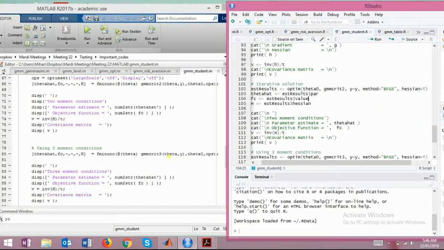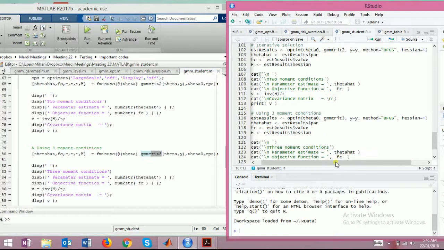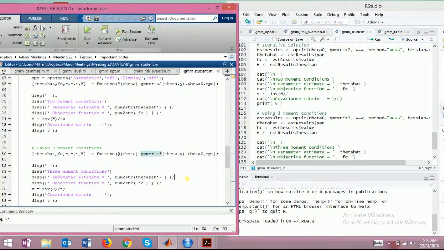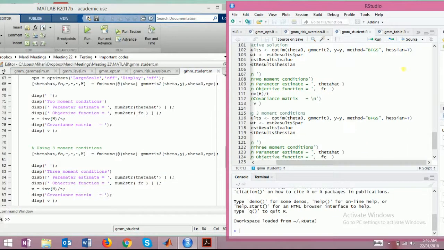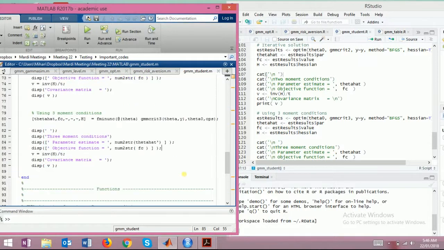Then when you use 3 moment conditions, we use GMM create 3. So that's all. There is no other tweak in the whole program. It's that easy basically. So Hessian is true. If you make Hessian true, then it will automatically find the Hessian. In MATLAB, on the other hand, you don't need to define anything true or false. You just have to activate the functions that you want, the results that you want to display. That's all.